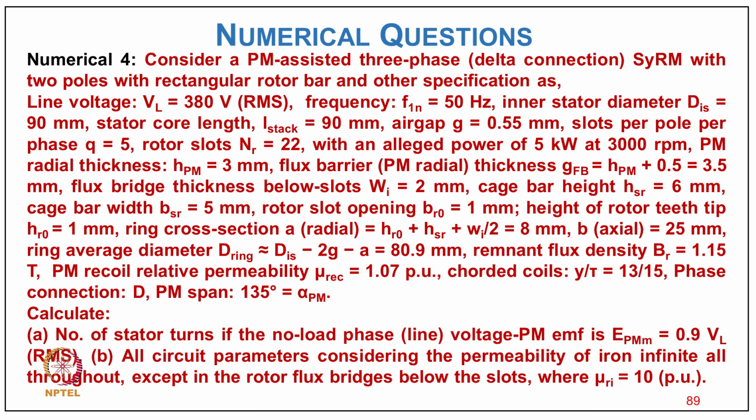PM recoil relative permeability mu recoil 1.07, chorded coils y upon tau equal to 13 by 15, and phase connection delta, and PM span 135 degrees, that is lambda PM.